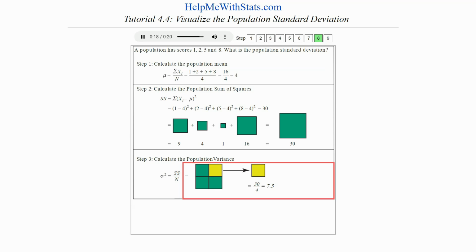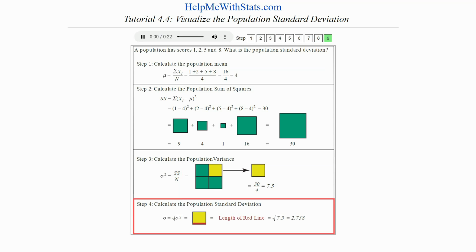But let's go a bit further. The standard deviation is the square root of the variance. Visually, this is easy to see. The square root of an area is simply the length of the side of a square. The red line indicates the square root of the yellow square. Therefore, the length of the red line is the standard deviation, 2.738.